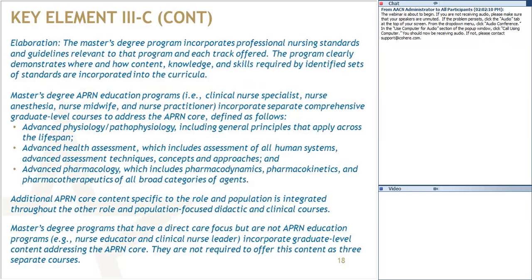The content in the middle that talks about APRN education programs addresses the three P's, and that's exactly the same as what we had in our prior set of standards. If you look at the bottom chunk, the master's degree programs that have a direct care focus but are not APRN education programs, for example, the nurse educator track or the clinical nurse leader track, again, this is the same. They are required to incorporate graduate level content addressing the APRN core. However, for these tracks, it's not required that the three P's necessarily are three separate courses. Again, it is up to the program to decide how they want to operationalize that.